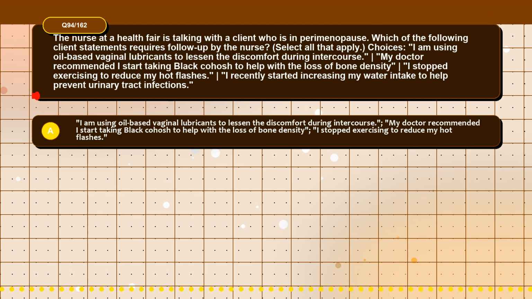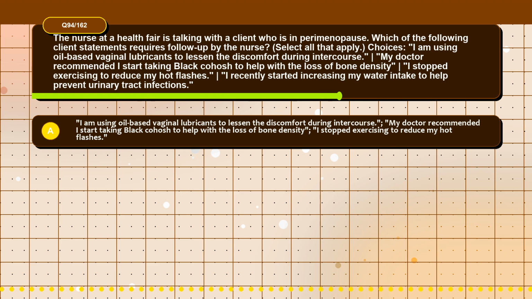Question 94. The nurse at a health fair is talking with a client who is in perimenopause. Which of the following client statements requires follow-up by the nurse? Select all that apply. Choices: I am using oil-based vaginal lubricants to lessen the discomfort during intercourse. My doctor recommended I start taking black cohosh to help with the loss of bone density. I stopped exercising to reduce my hot flashes. I recently started increasing my water intake to help prevent urinary tract infections.